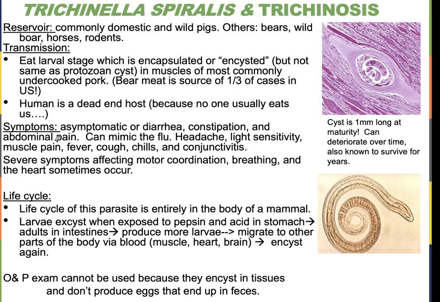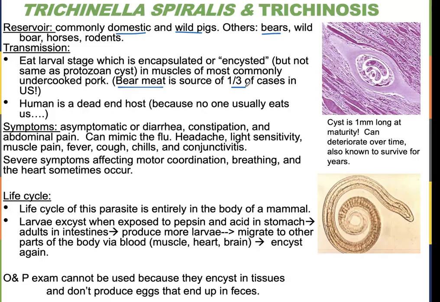Moving on to Trichinella spiralis. This worm is going to cause trichinosis, and trichinosis is probably the thing where people who don't like to eat pork, undercooked pork is scary to them. So the reservoir for Trichinella spiralis is going to be domestic and wild pigs, right? So pork. Other species that have this are bears and wild horses and rodents. And actually, bear meat is the source of 1/3 of the cases in the United States. I haven't heard of anybody eating bear meat, but it does exist, I'm imagining.